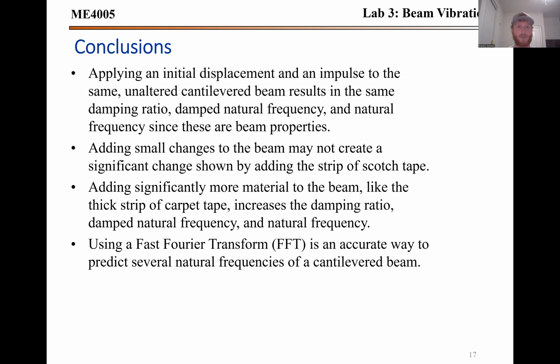So in conclusion, applying initial displacement and impulse to the same unaltered cantilevered beam results in the same damping ratio, damped natural frequency and natural frequency. Adding small changes to the beam may not create significant change. Adding significantly more material to the beam increases all these values, and using fast Fourier transform is a way to predict several natural frequencies of the beam.